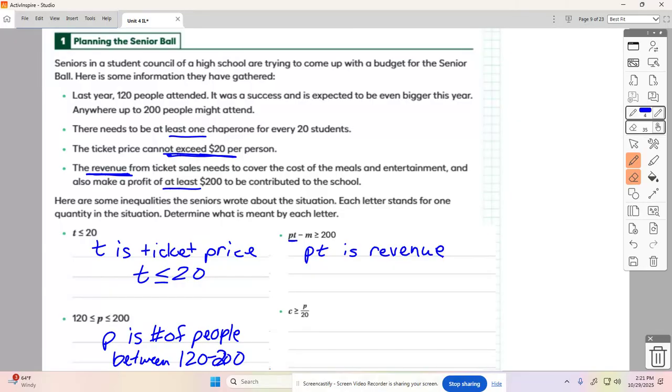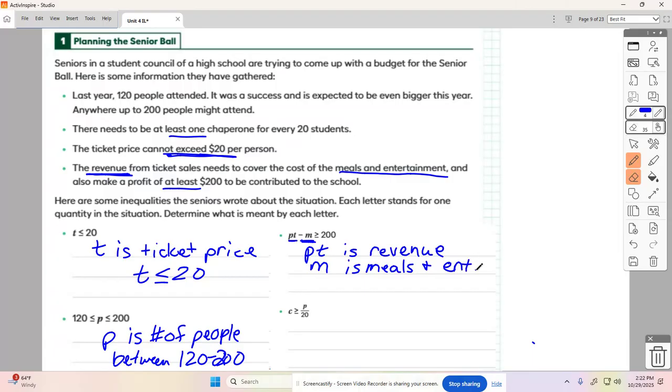After the revenue, we have to subtract something, an M. What do you think that they're subtracting? What they have to give to the school? No, it's meals. Yes, so they need to take out the meals and entertainment. So M is meals and entertainment.